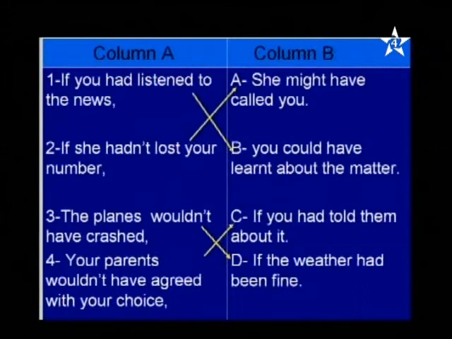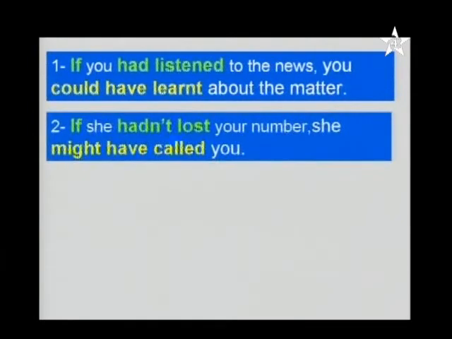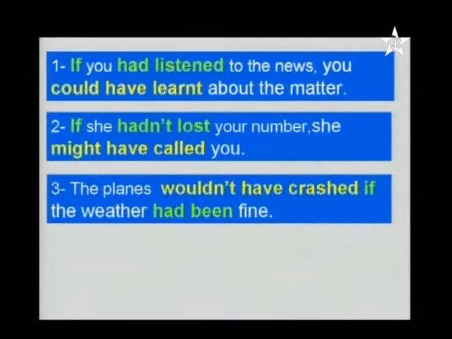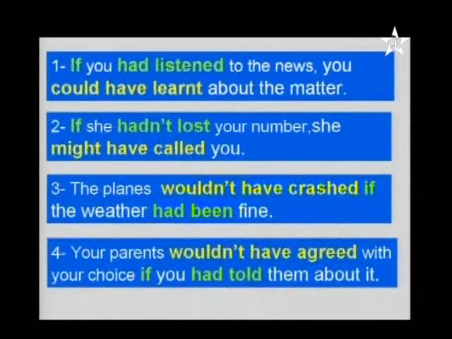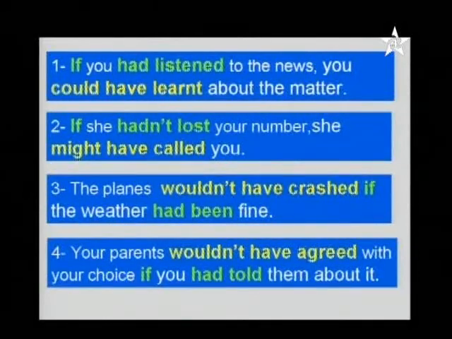Let's see these sentences again written a different way. 1. If you had listened to the news, you could have learned about the matter. 2. If she hadn't lost your number, she might have called you. Third sentence. The planes wouldn't have crashed if the weather had been fine. Fourth sentence. Your parents would have agreed with your choice if you had told them about it. So the if clause is in past perfect, whereas the main clause is composed as follows: could, might, would, have, past participle.